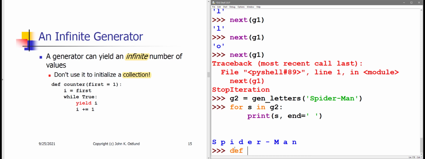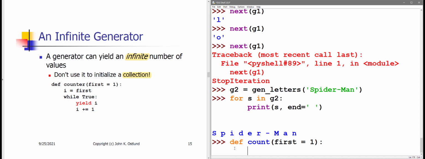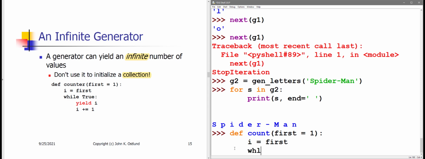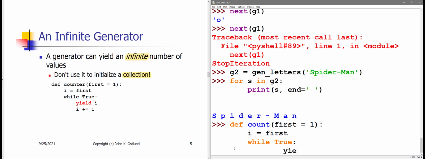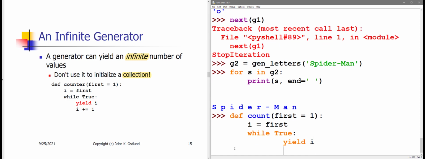But here's an illustration. I'm going to define counter as a generator. It will accept one argument, which is the first value that the counter is going to return. By default, 1 is going to be the first value returned, but I can specify a different integer. And now I'm going to set up a loop counter called I, initialized to the first value. And forever, that is while true, I'm going to yield the current value of my loop counter, and then I will add one to the counter.